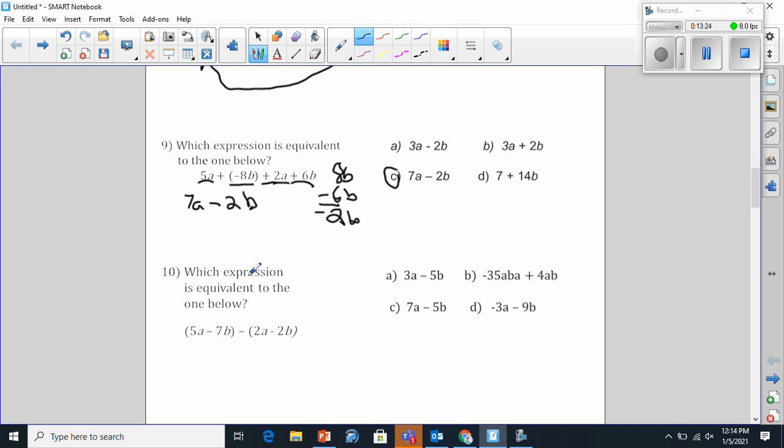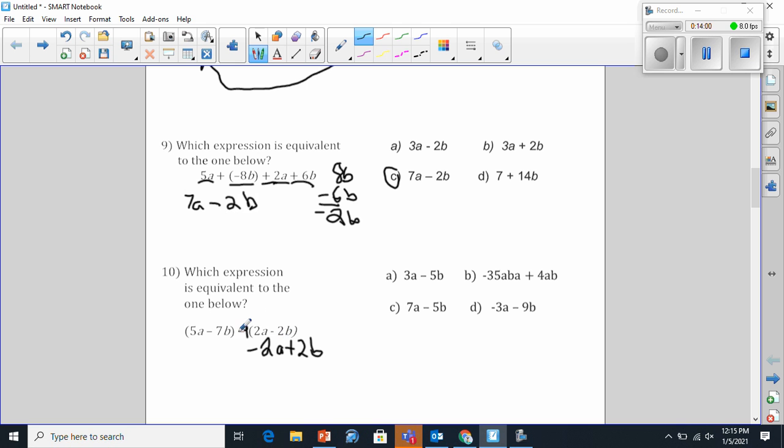Number 10 says, which expression is equivalent to the one below? This time we have a negative sign in front of a whole expression. Remember, this is like taking a negative and multiplying it to everything in here. When I do that, I'm changing all the signs. It's like a negative 1 being multiplied to everything. So the second term is going to become the opposite. This would be a negative 2a. And since this is a negative 2b here, it will become a positive 2b.